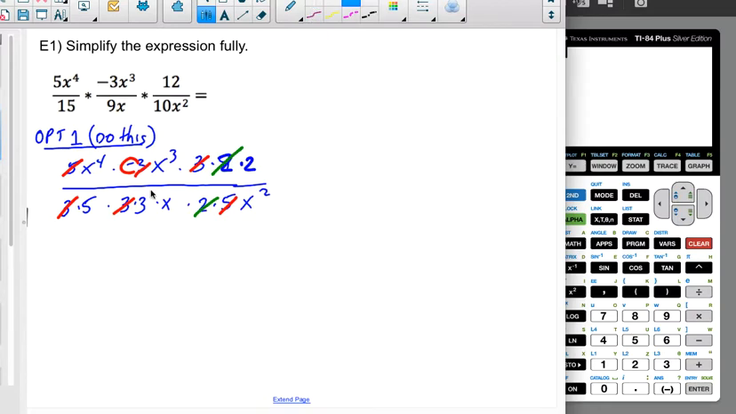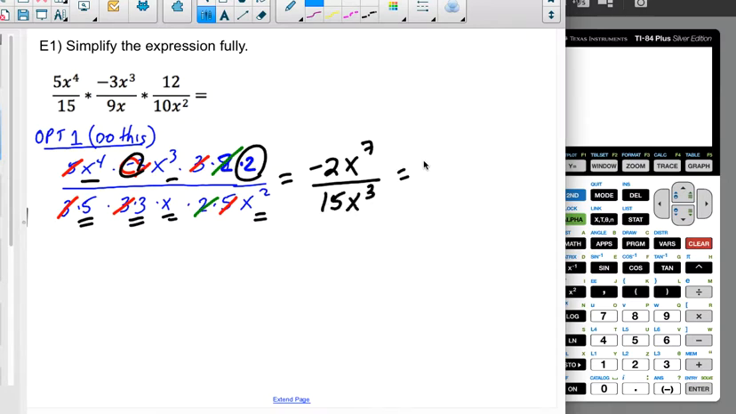So what seems to happen if I do that, right, is what's left on the top is this negative and this 2, and then the x's. So I seem to get a negative 2x to the 7th, right? And on the bottom, I have a 5 and a 3 and the x's, and that's it, right? So I have a 15x to the third. So I'm going to get negative 2x to the 4th over 15, right? And that's my simplified answer.